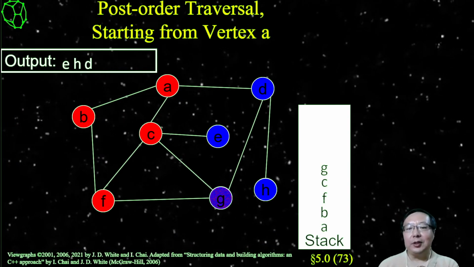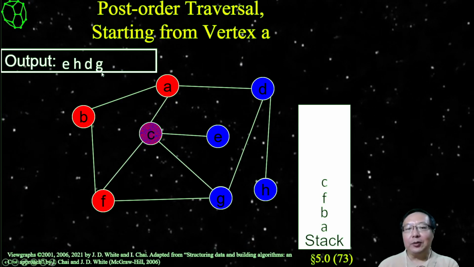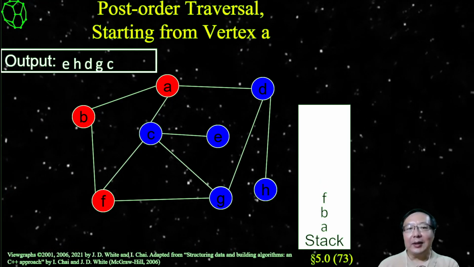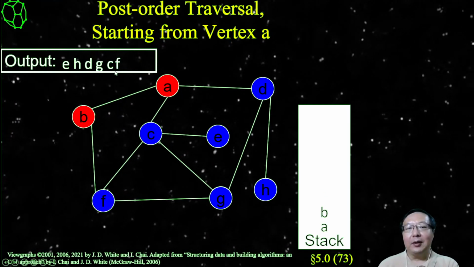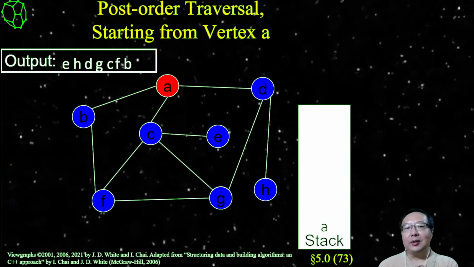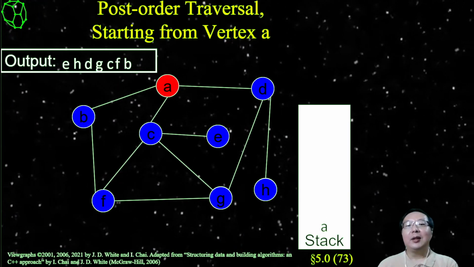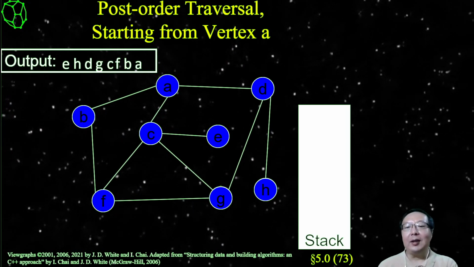And then we go back to G. And this is the last thing, so we process G. And go back to C. And this is the last thing, so we process C. And go back to F. And this is the last thing, so we process F. And go back to B, which is also the last thing, so we process B. Then we go back to A, and we process everything, so we come back to A and process A.